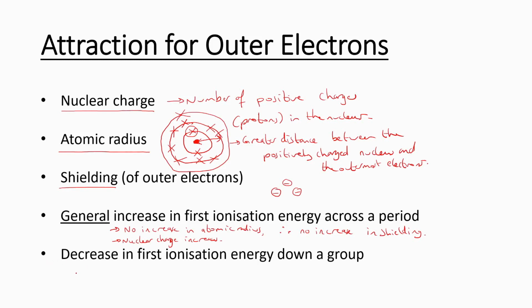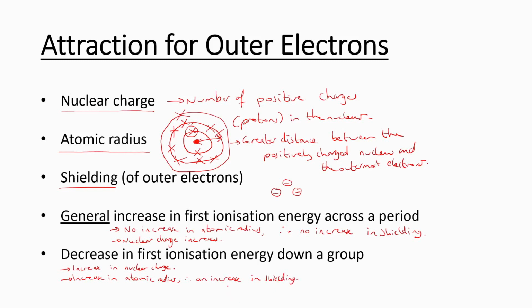When we go down a group, and I said when we go down a group, we increase the number of shells. Firstly, there is an increase in nuclear charge, because as we go down a group, there's a greater number of protons. There is also an increase in atomic radius, and therefore an increase in shielding.